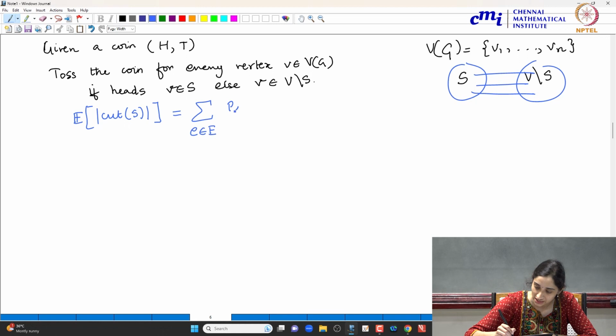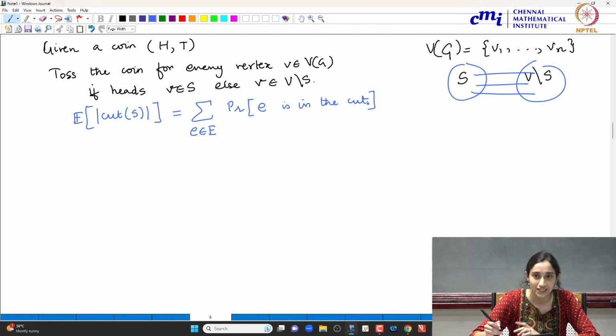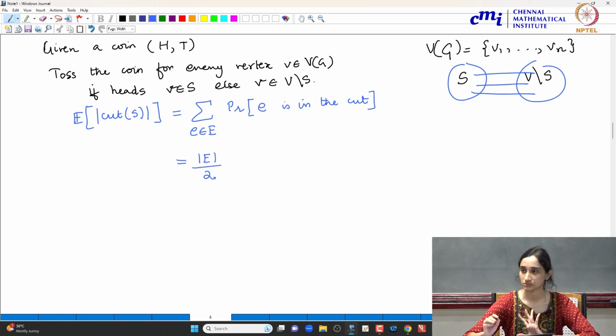So for each edge in E, what is the probability that the edge is in the cut? Is it clear? You will get 1 by 4 plus 1 by 4 times mod E. I suppose this is clear. If it's not clear, please ask, okay? Does that make sense so far?